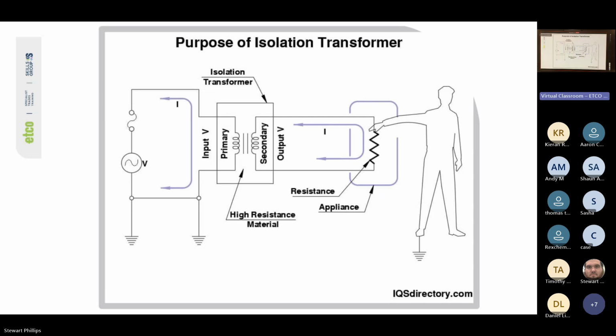Unlike auto transformers, we have no shared winding here. The two circuits are magnetically linked, but electrically separated. That's what makes isolation so valuable. So we can say they are magnetically coupled, but electrically isolated. As you can see, the guy is getting a shock, but there is no return path to Earth because the secondary output of the transformer is not connected to Earth.